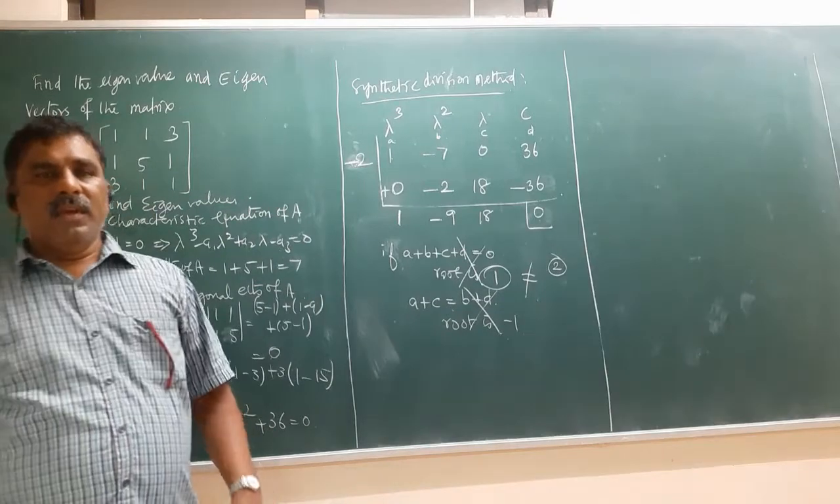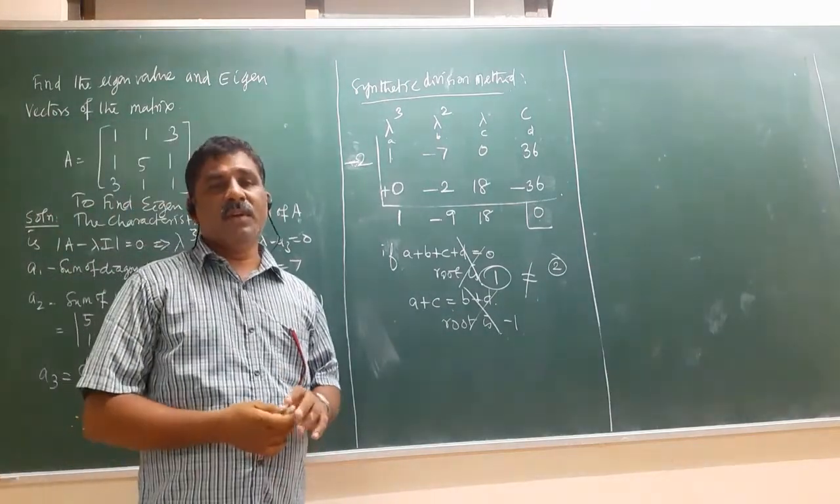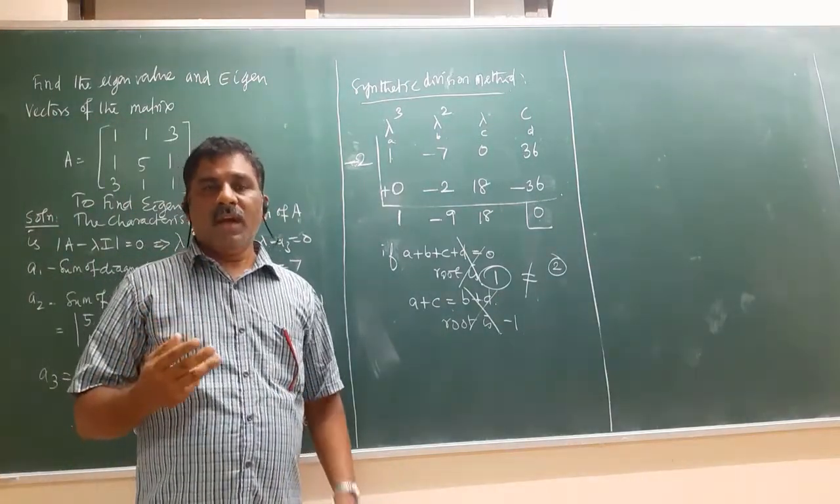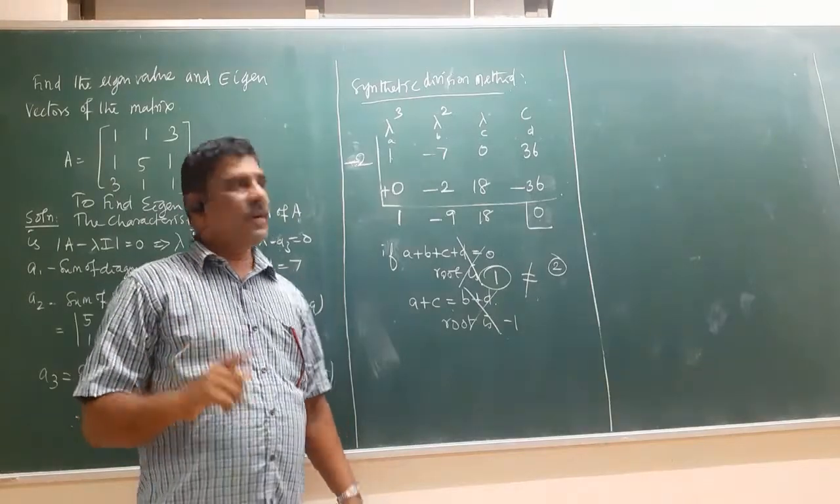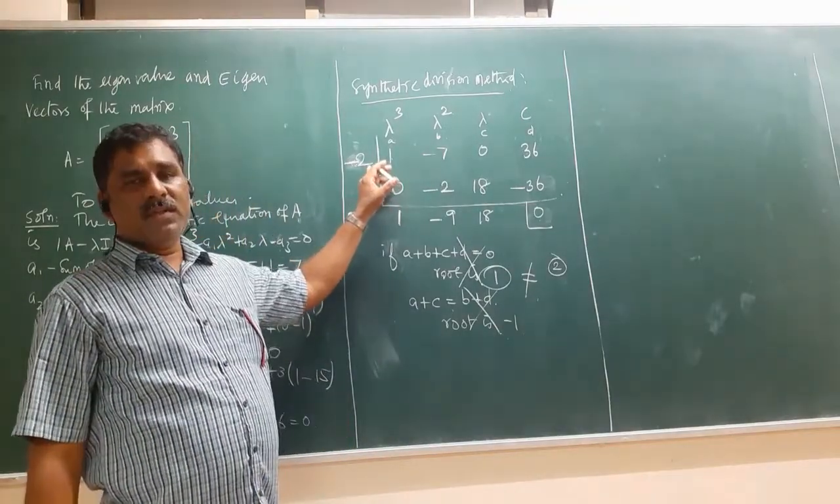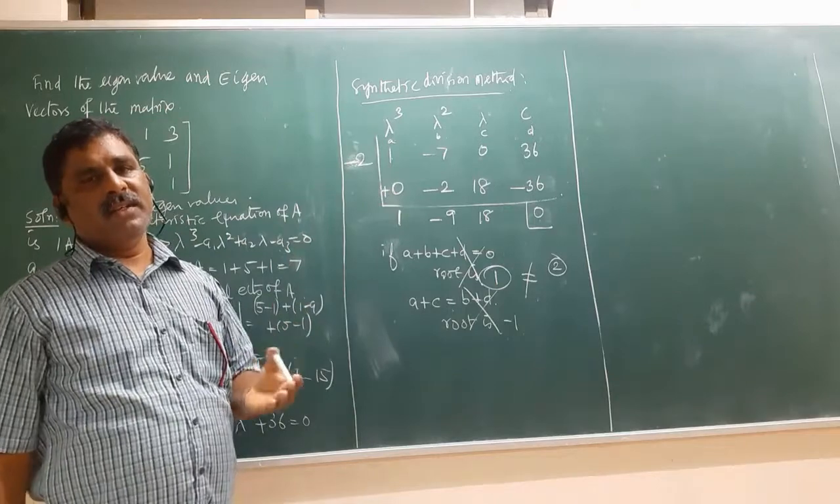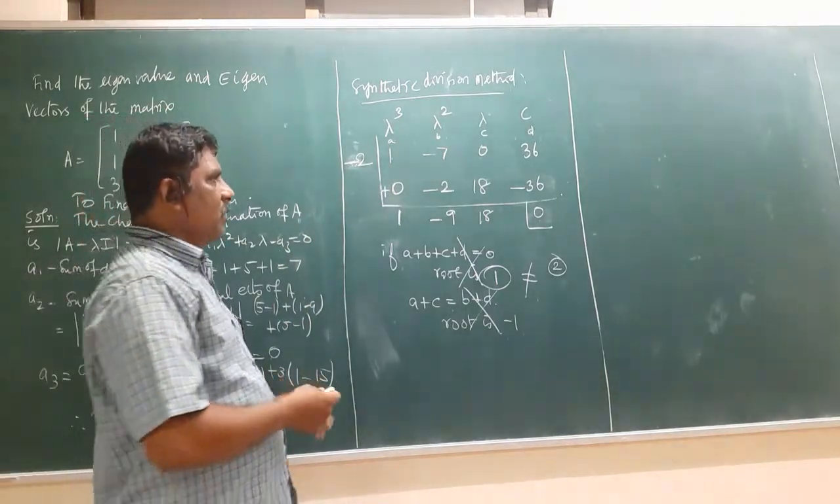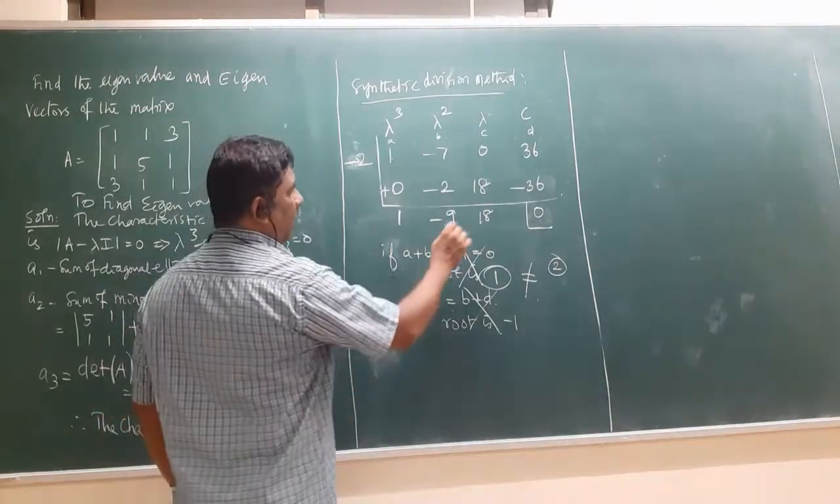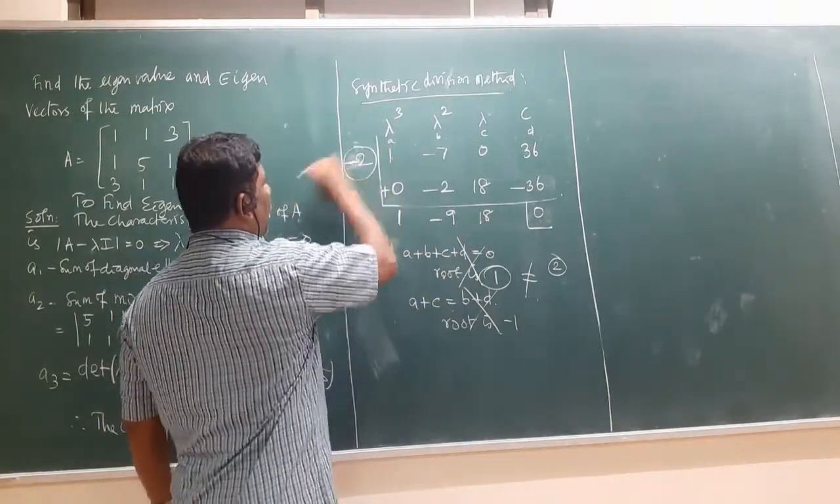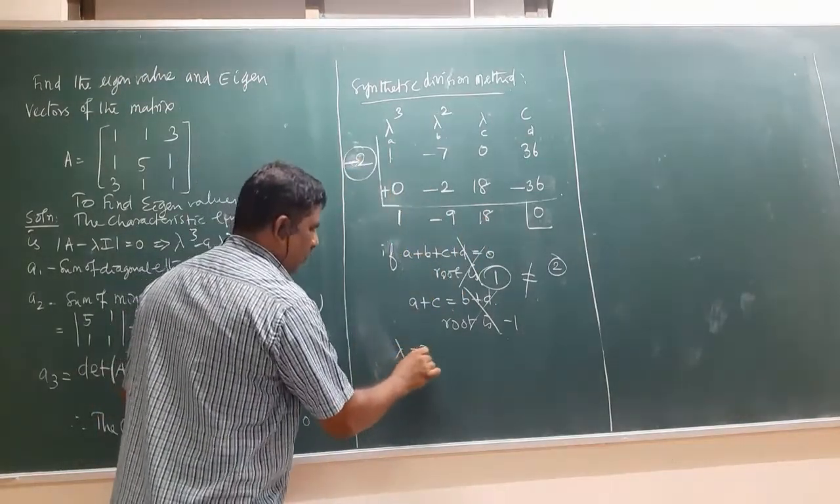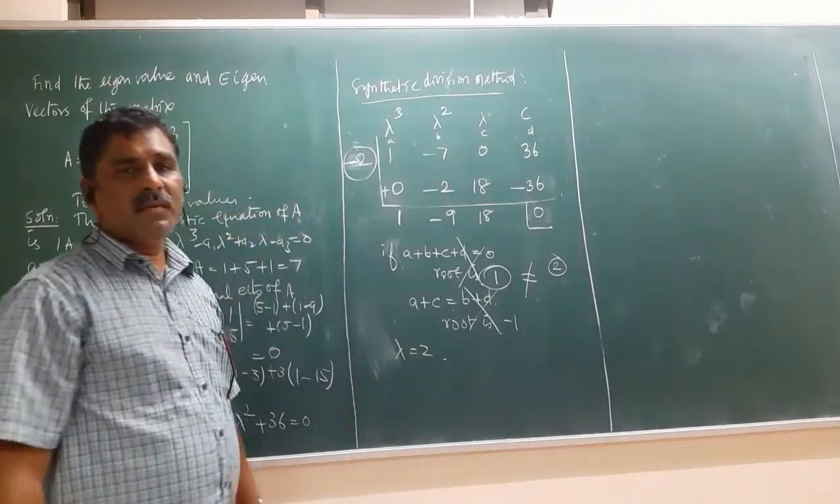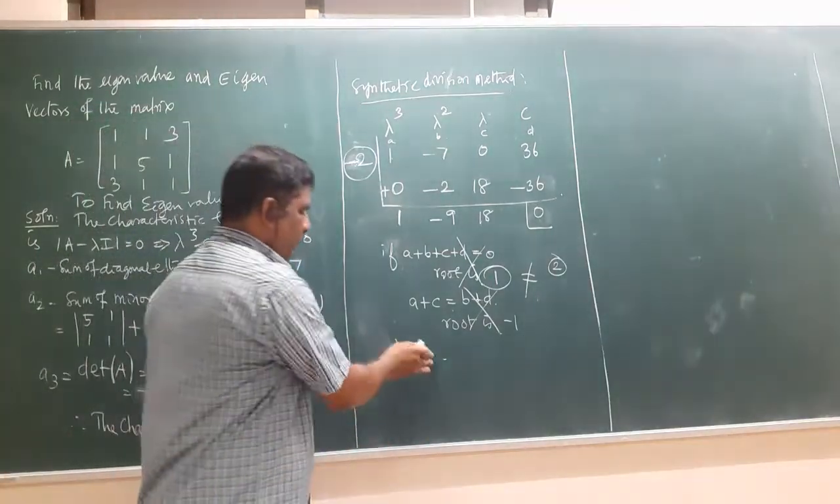Therefore, if you are solving the cubic equation, you will get 3 roots. Among the 3 roots, one root is minus 2. This method is called the synthetic division method. So once you find that, one of the roots is lambda equal to minus 2.